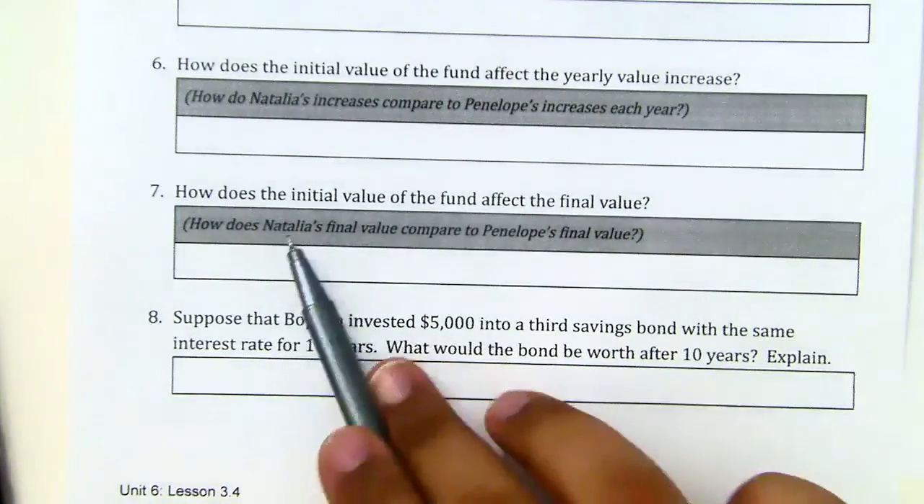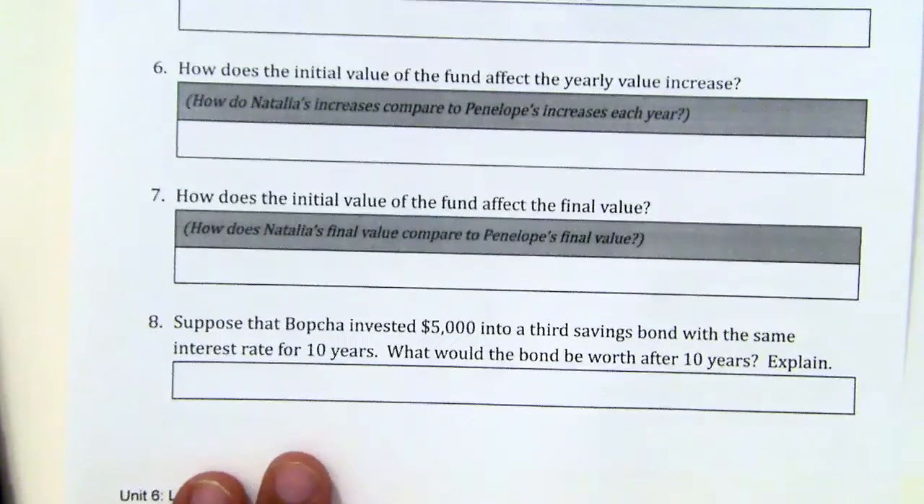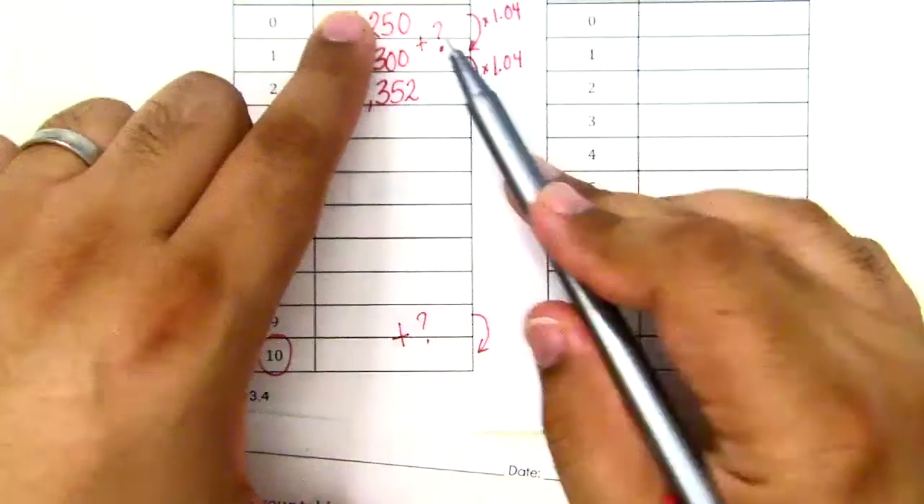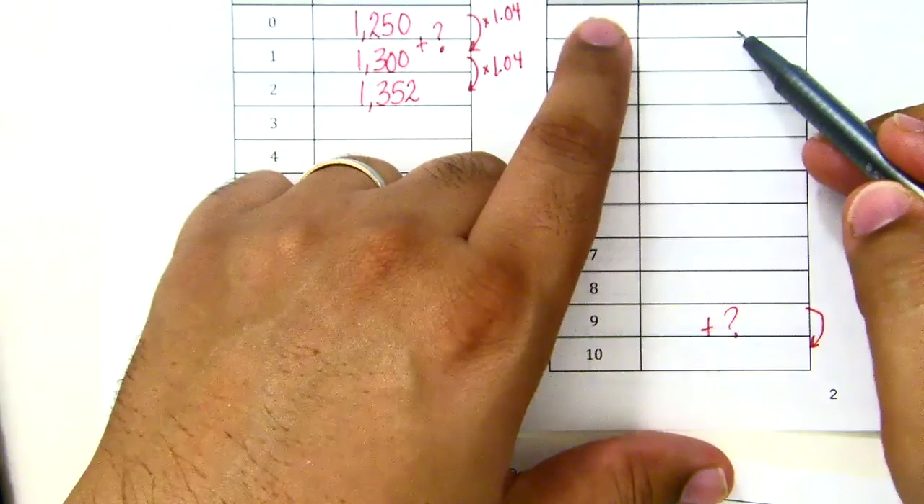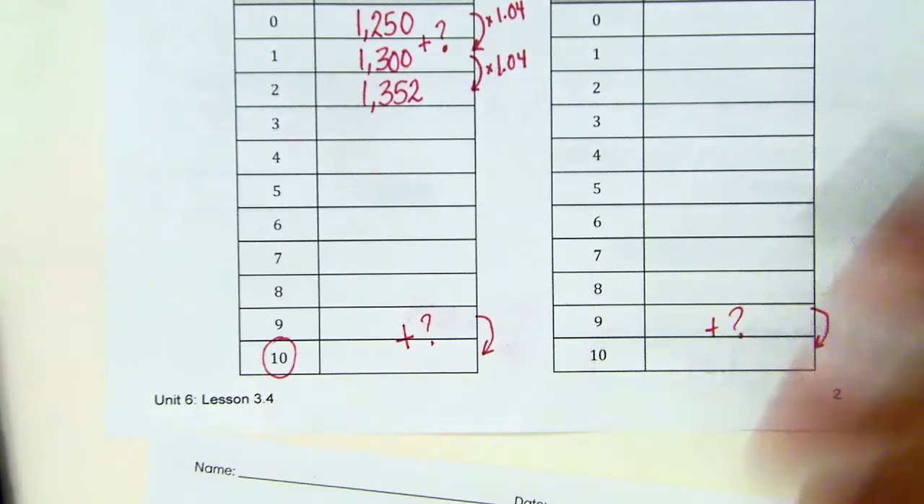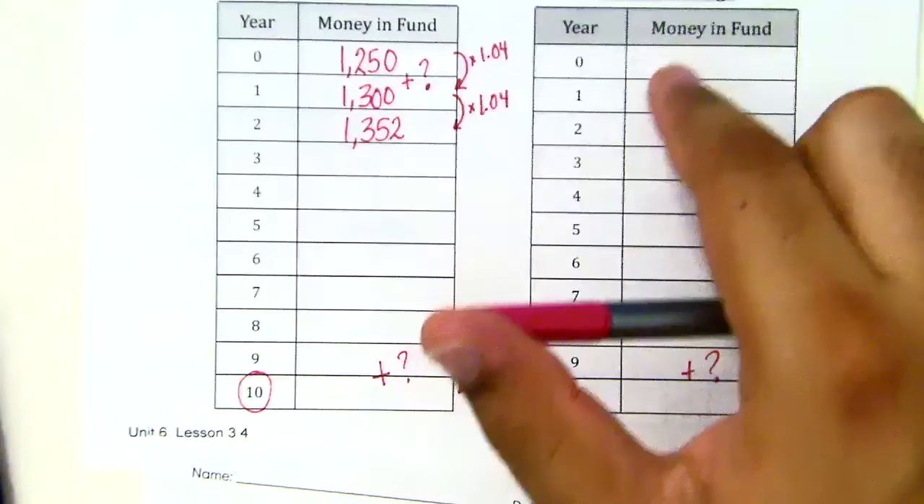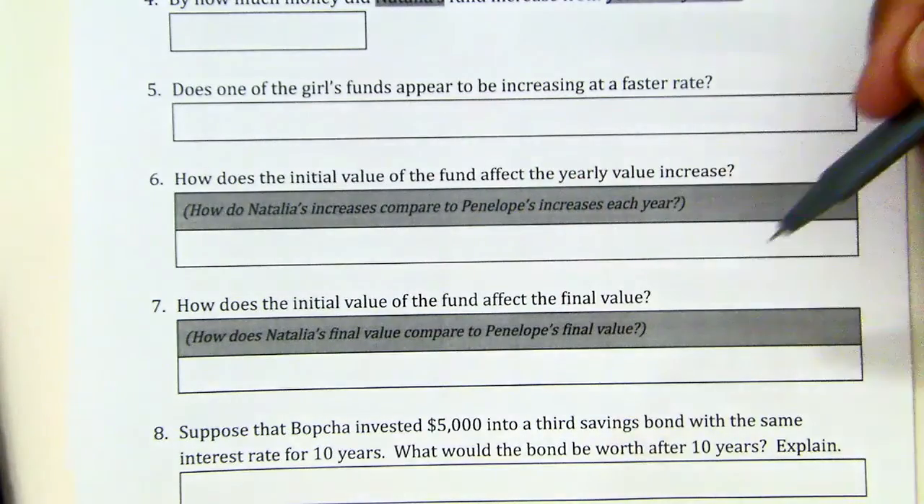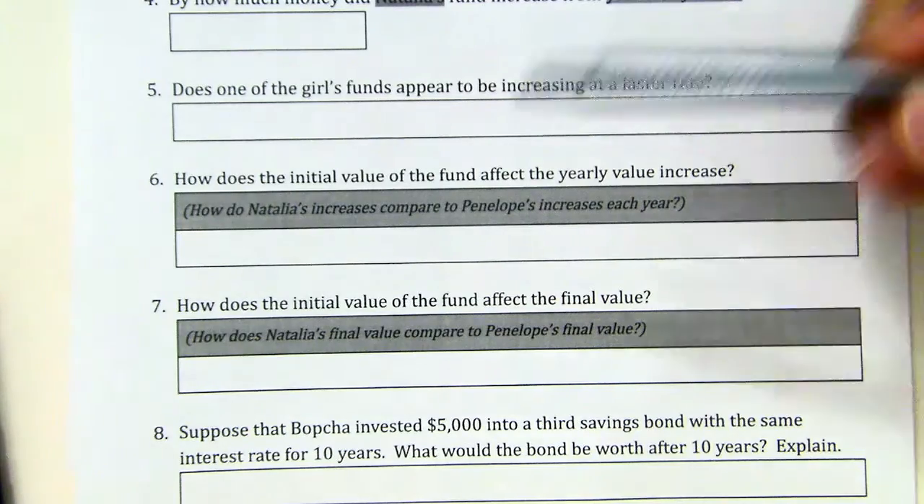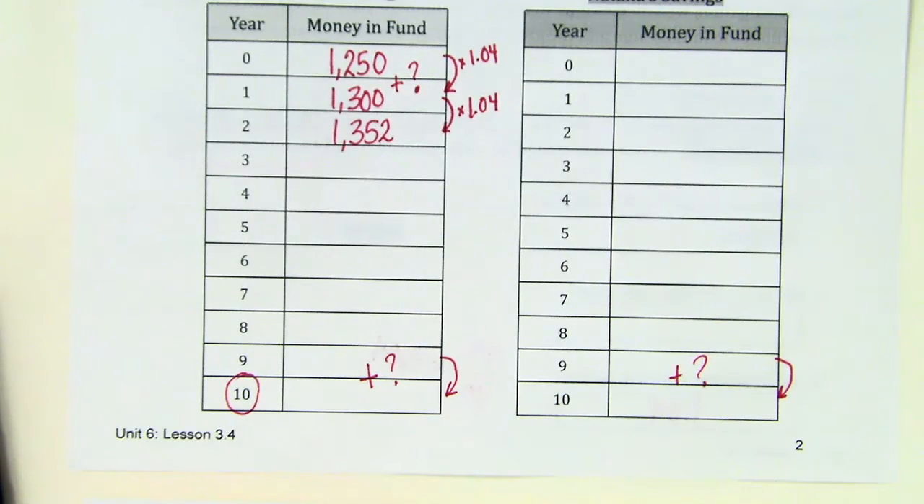The next one then is, how does the initial value of the fund affect the final value? So comparing the initial value here to the final value here, and the same thing for Natalia's initial value to the final value of Natalia's, what impact did the difference in the initial values play in the final value? And then the last question is just saying, suppose that we have a different investment amount. How much money do you predict there's going to be in the account after 10 years, assuming that it had the same interest rate as before? And there's a relationship between this $5,000 and these numbers here. So what's the relationship? What do you think the value is going to be?